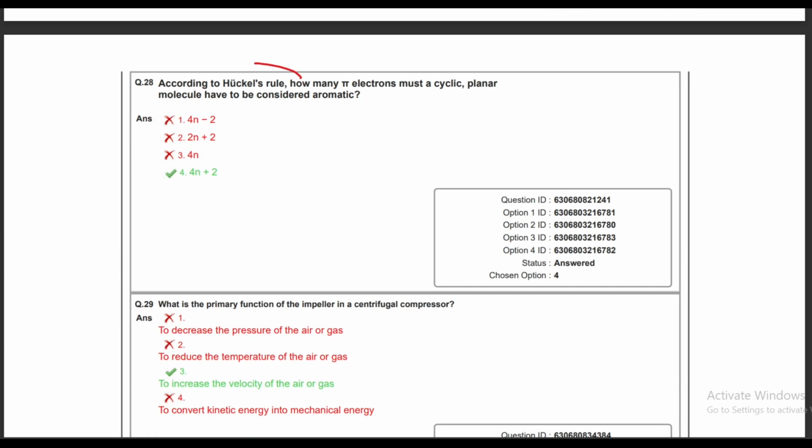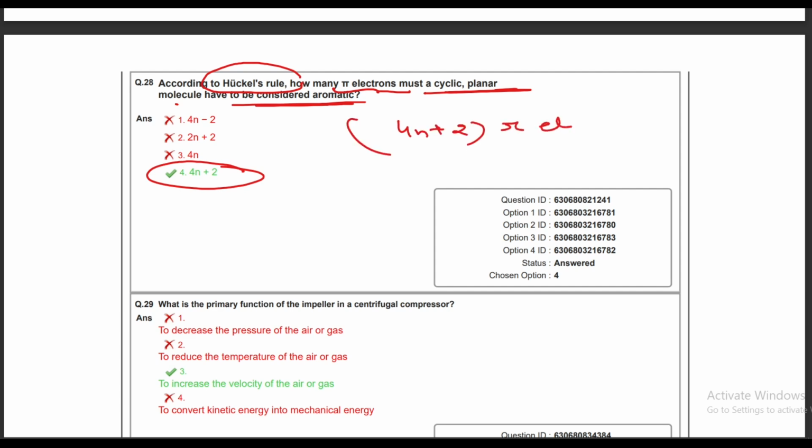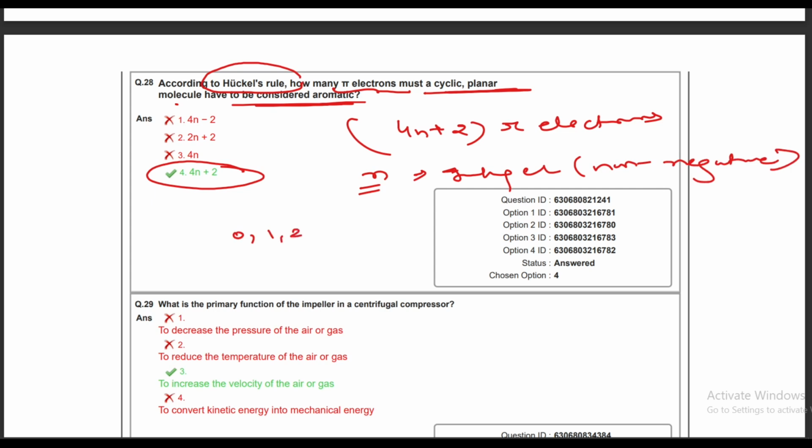Next one is, according to Huckel's rule, how many pi electrons must a cyclic planar molecule have to be considered aromatic? So the correct answer is 4n plus 2. So a planar molecule is considered aromatic if it has 4n plus 2 pi electrons, where n is a non-negative integer, with value starting from 0, 1, 2, 3, and so on. Clear? So this rule helps to determine the aromatic stability of the molecule.